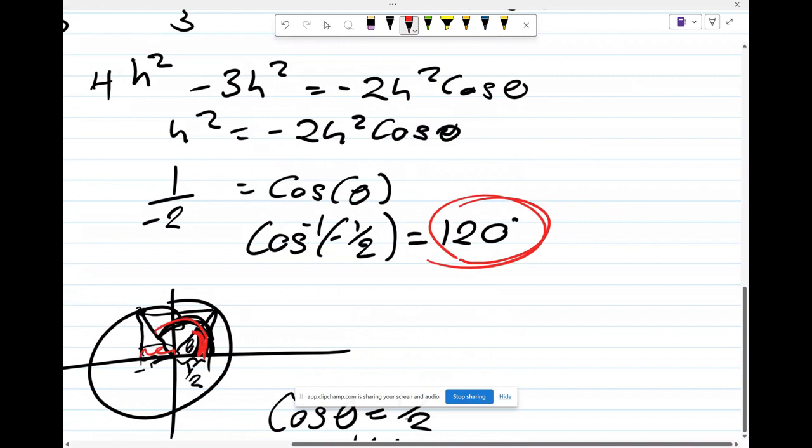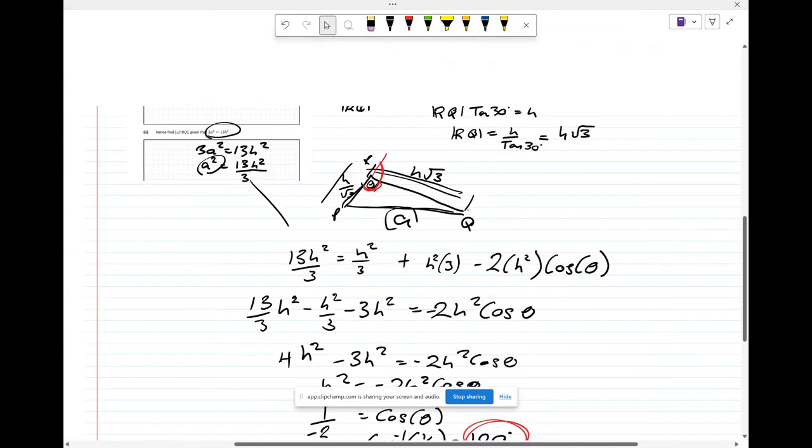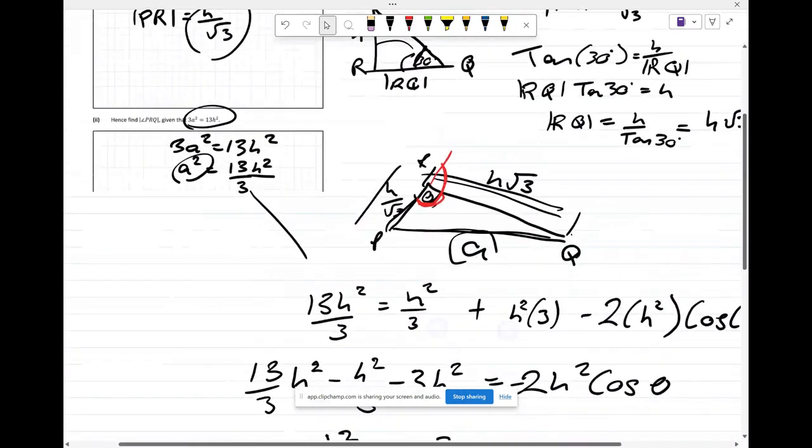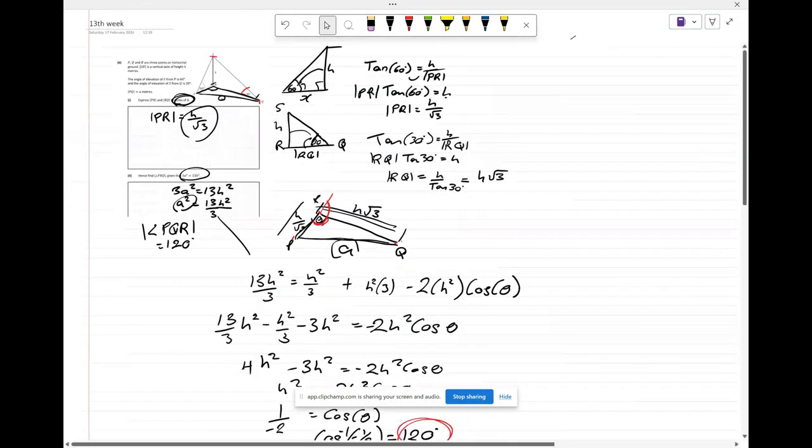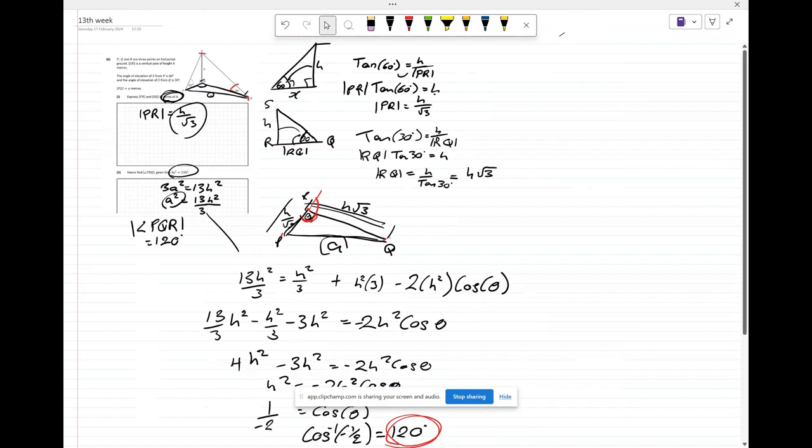Okay, so this is our final answer. This is the angle of PQR. So angle PQR is equal to 120 degrees. Perfect. And that is the whole question done. So yeah, takeaways from this question is mainly that the same rules of algebra apply. It doesn't matter what letter we're using. If we're doing H's, X's, A's, that kind of thing, everything still works.